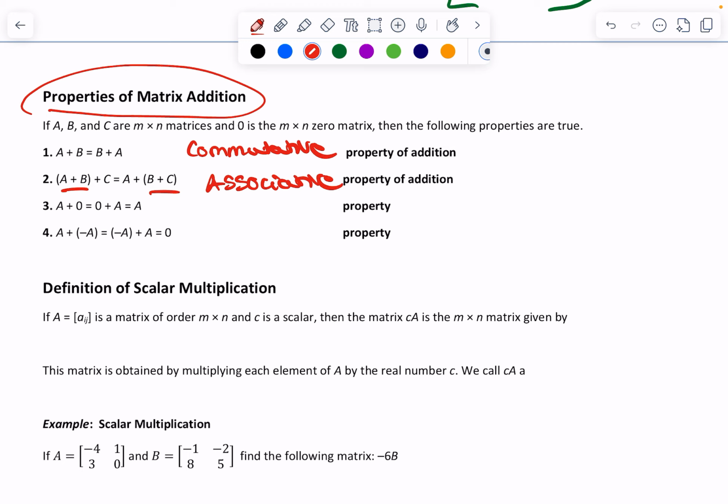And when we are adding a 0 matrix, A plus 0 equals 0 plus A equals A, that is the additive identity property. The identity does not change. And then when we're adding the opposites, A plus negative A equals negative A plus A, that's going to be a 0. That is the additive inverse property.